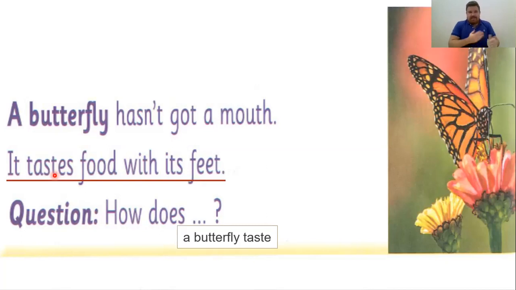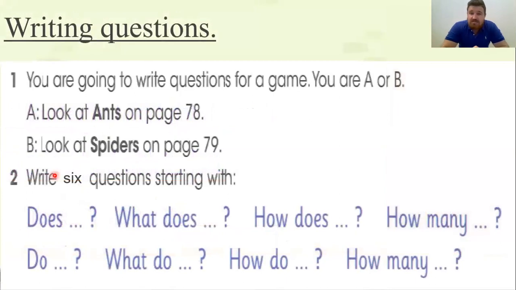All right. Now, the next thing is quite a lot of work, but it's very good for you to do it. Okay. Teacher Shelto is going to ask you to write questions. You need to look at ants on page 78 in your learner's book and look at spiders on page 79. You will write 6 questions starting with these: does, what does, how many, do, what do, how many.